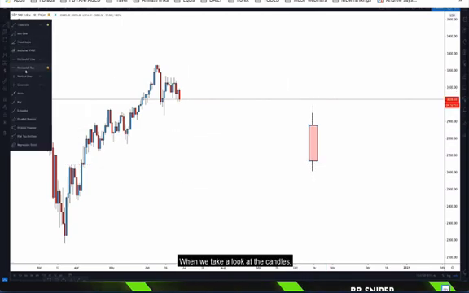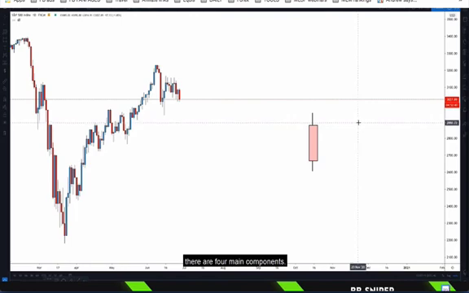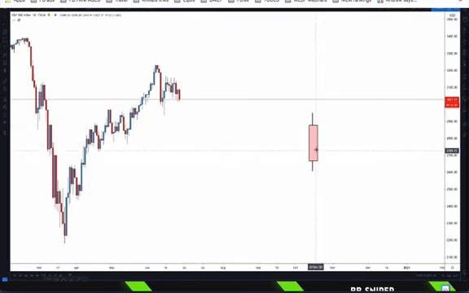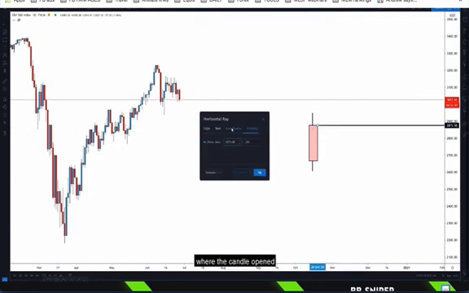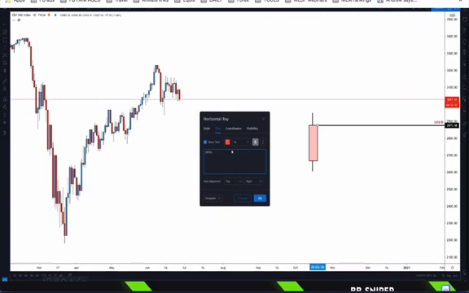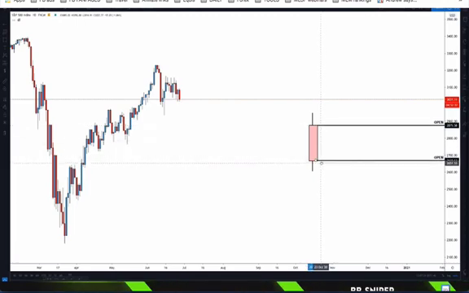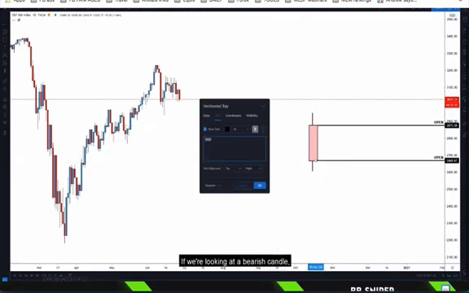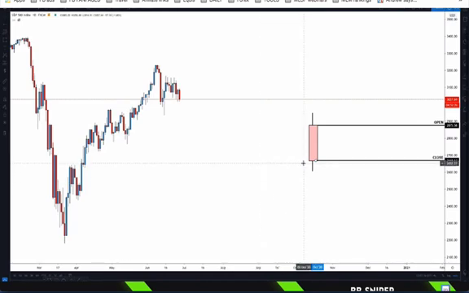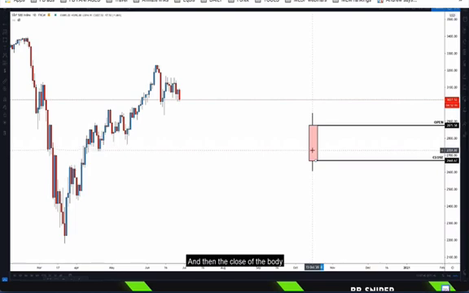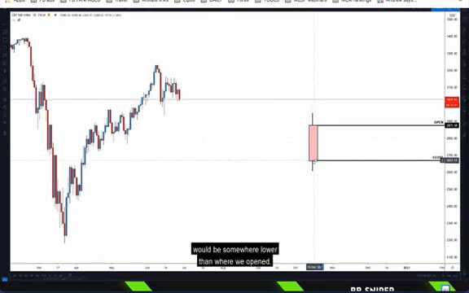When we take a look at the candles, there are 4 main components. We have the body, or in other words, where the candle opened, and where the candle closed. If we're looking at a bearish candle, a downwards moving candle, the open would be at the top, and then the close of the body would be somewhere lower than where we opened.